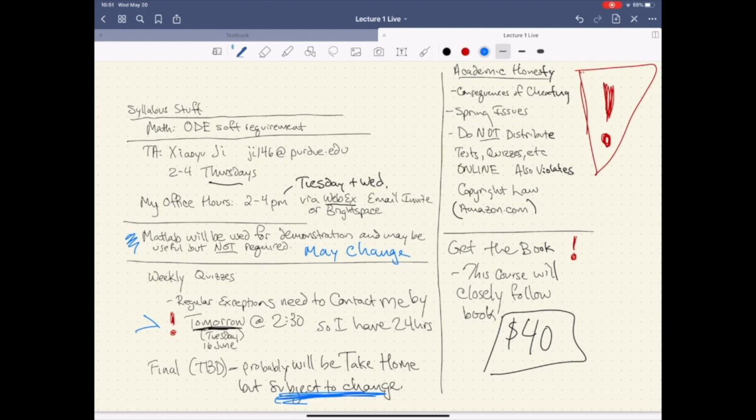Finally, do not distribute tests, quizzes, etc. online. Not only does this violate our university policies, it violates the copyright laws on the book. And I don't even know what the hell Amazon does when you start to share their materials. It's probably not great. So our book is published through Amazon. So technically, I don't know how that works. Anyway, it won't be good if you start copying stuff from the book or the future versions of the book, as the homework will be.